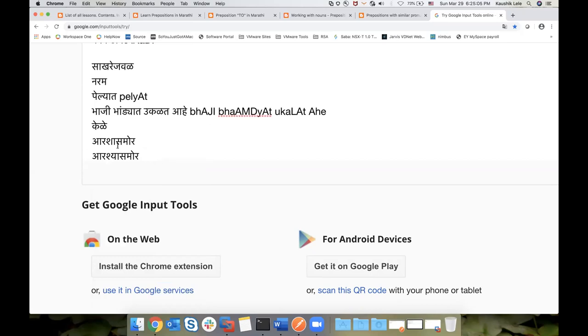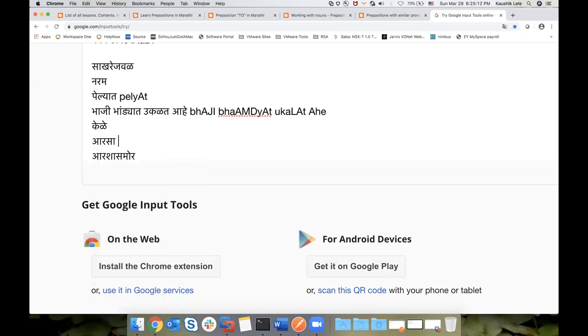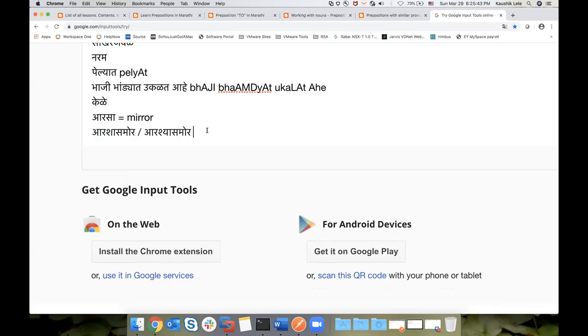So sometimes small change happens, like the actual word for mirror is arasa, but when we change the form for some words ending with sa, it becomes sh. So it becomes arshya samur. But you can ignore it. Just the more you listen, the more you read, you'll know it. So arsa is mirror. And arsha samur is in front of the mirror. Mirror. Arsha.